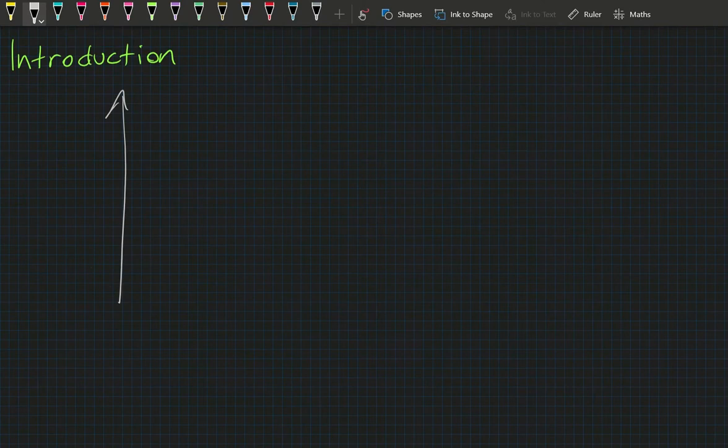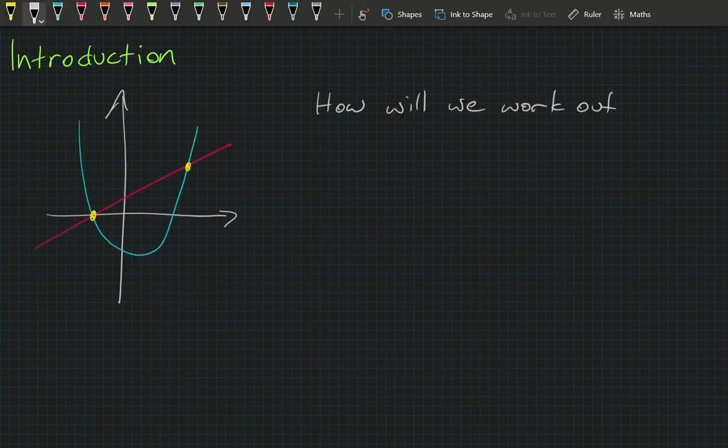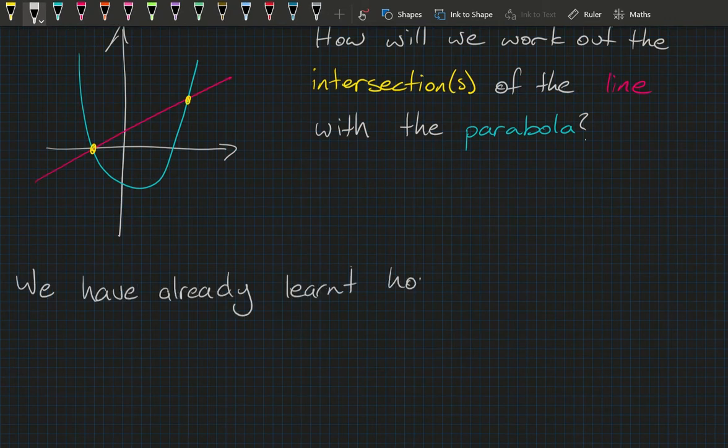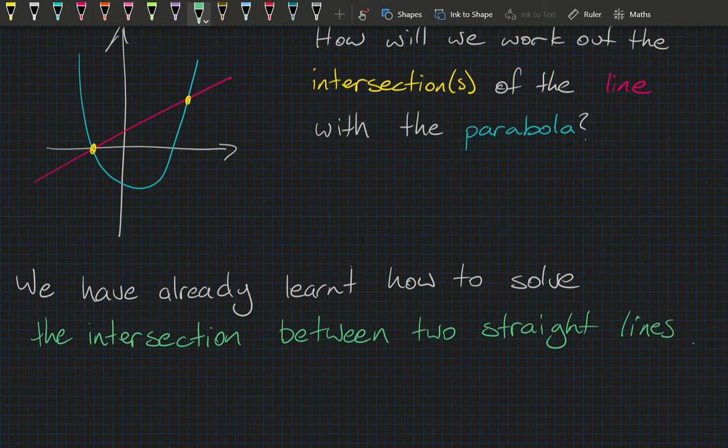Okay, here is a parabola and a straight line. Now how on earth are we going to work out the intersections of the straight line with the parabola? So let's cast our mind back to the linear relations unit, and from there we already know how to solve the intersection between two straight lines.